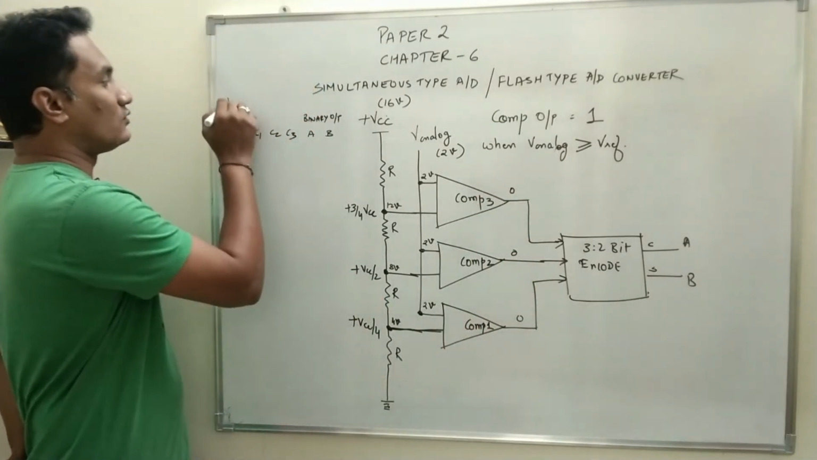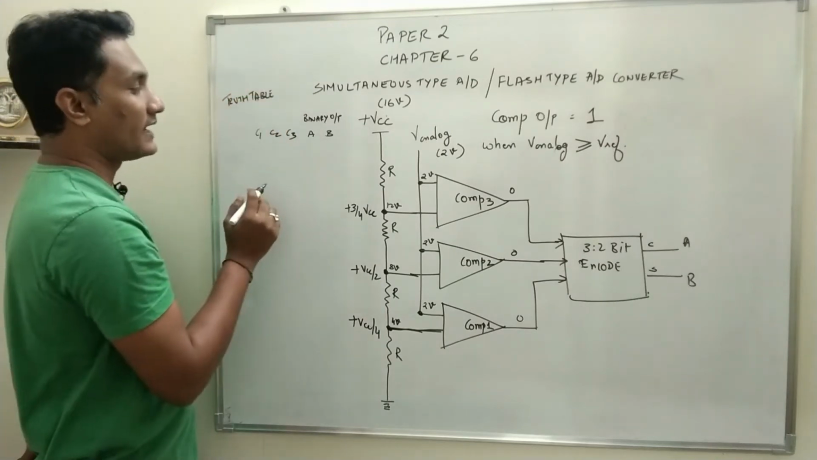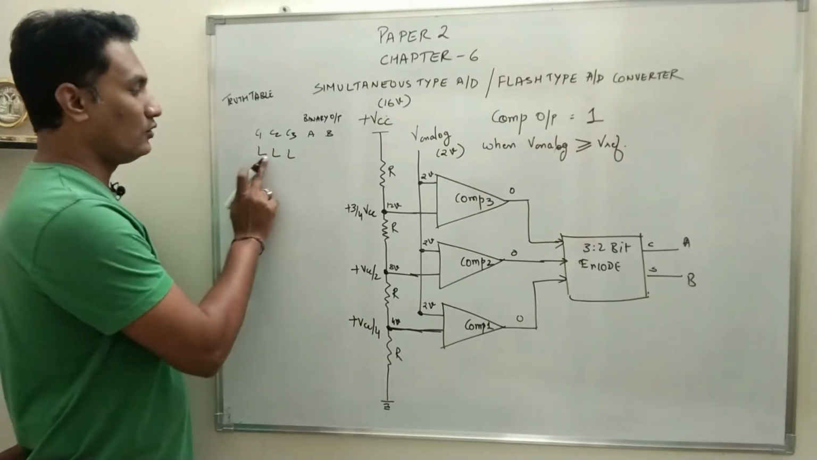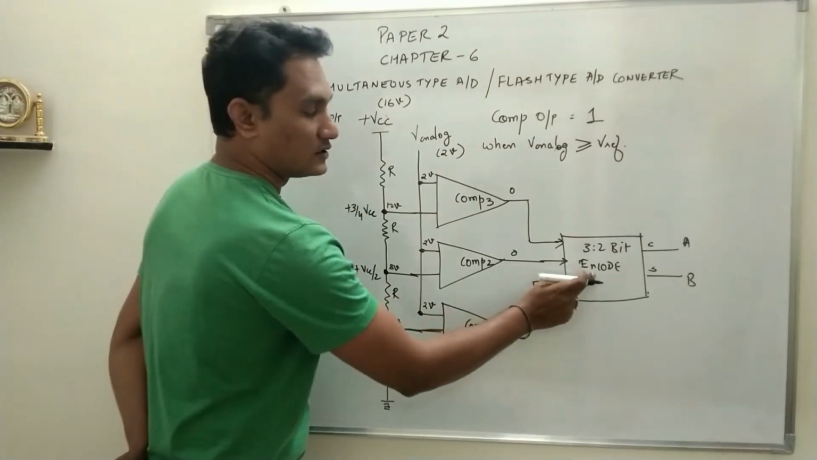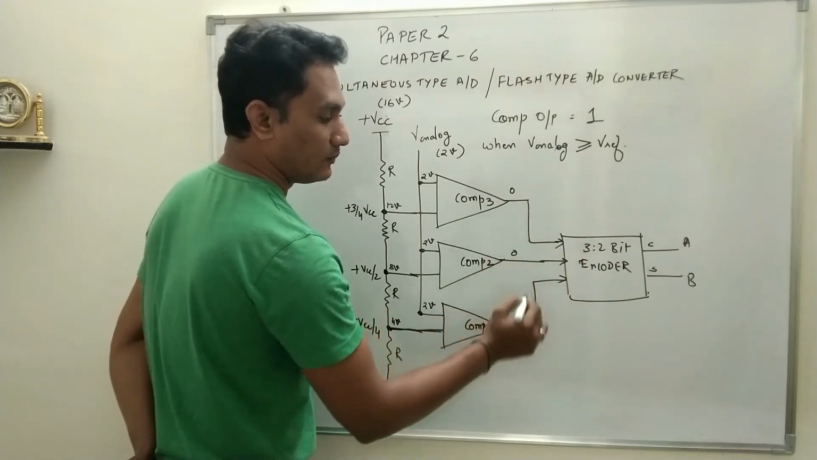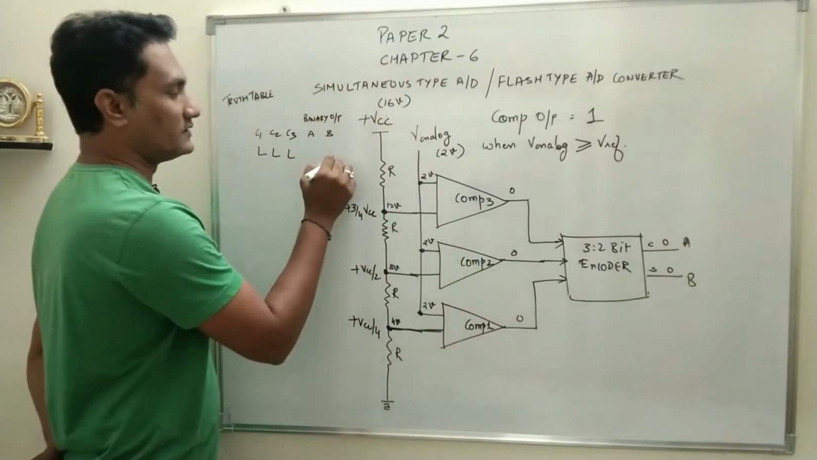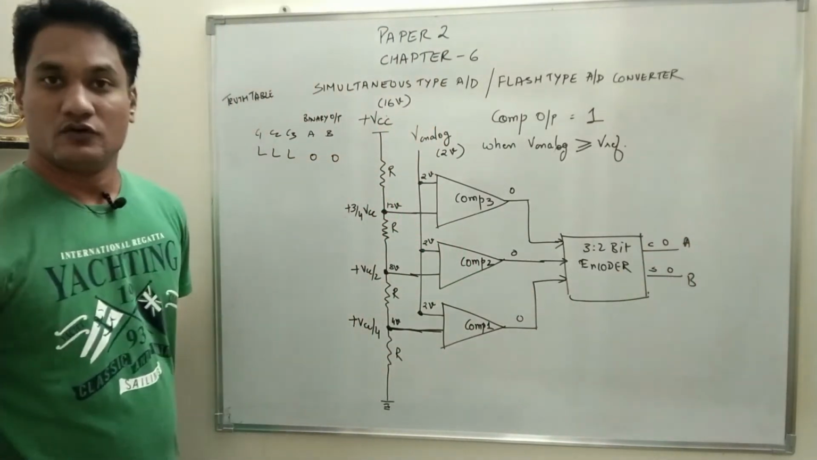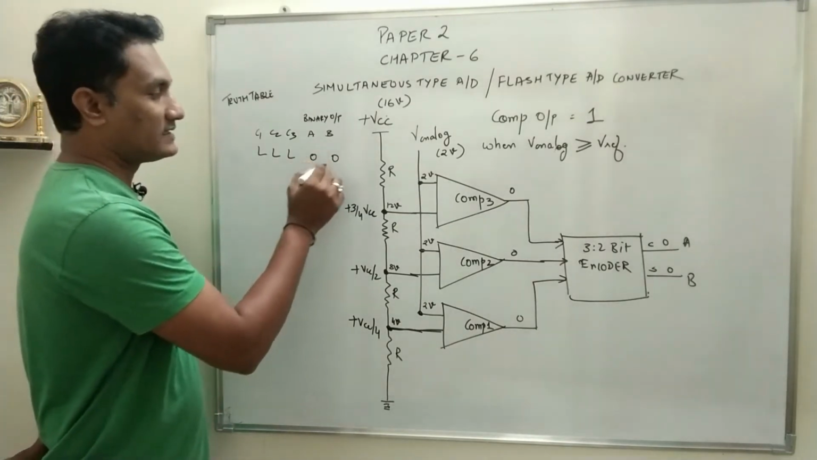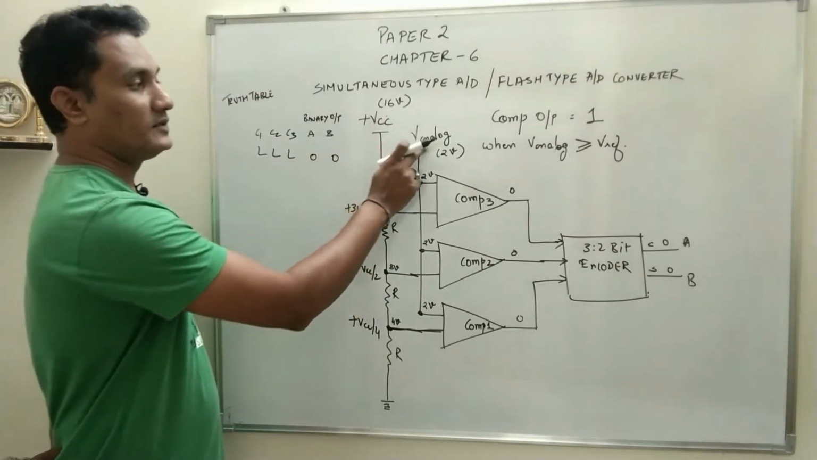While writing the truth table, instead of writing 0, we will write low. So the outputs of all three comparators are low, low, low. Now this 3:2-bit encoder will add the three inputs, 0 plus 0 plus 0, sum 0 and carry 0. That means B will be 0 and A will be 0. So this is the number. When you get the output as 0, 0, what can you say the analog voltage should be?